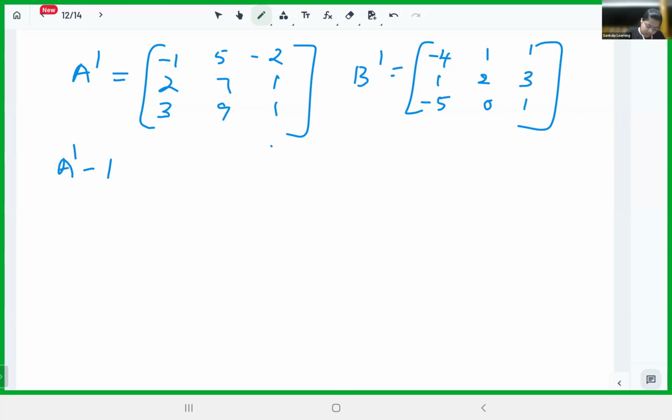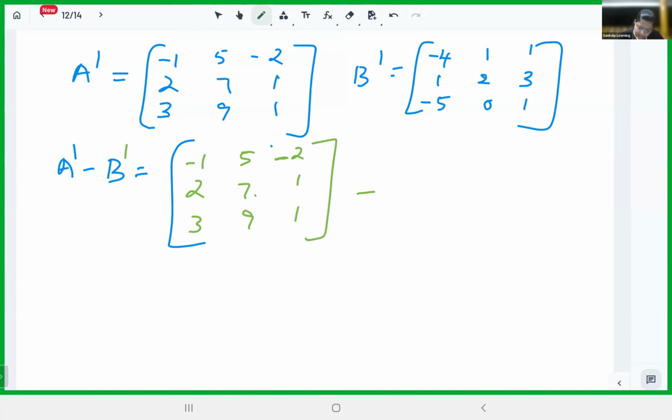Okay, and A transpose minus B transpose means we have to subtract these two matrices. So minus 1 minus minus 4. You can write this as another step. That's better, I think. Otherwise, you'll make mistakes. So minus 1, 5 minus 2, 2 7 1, 3 9 1 minus minus 4 1 1, 1 2 3, minus 5 0 1. All right, now minus 1 minus minus 4 is minus 1 plus 4. The value is 3. Then 5 minus 1 is 4.